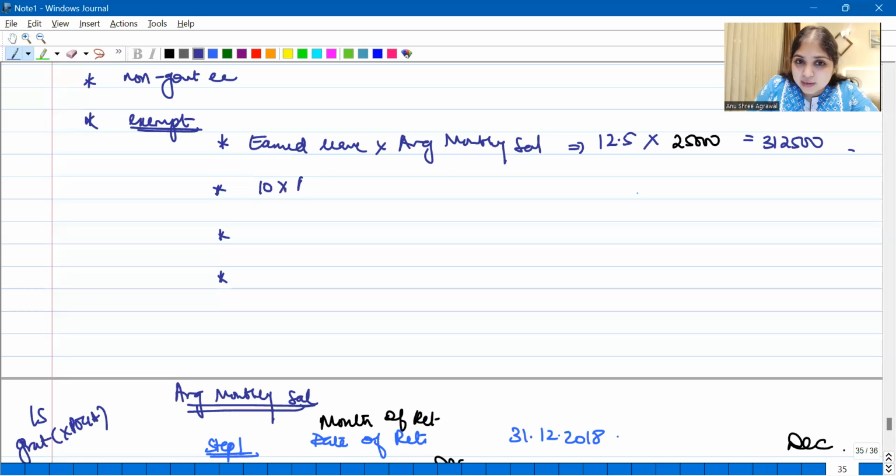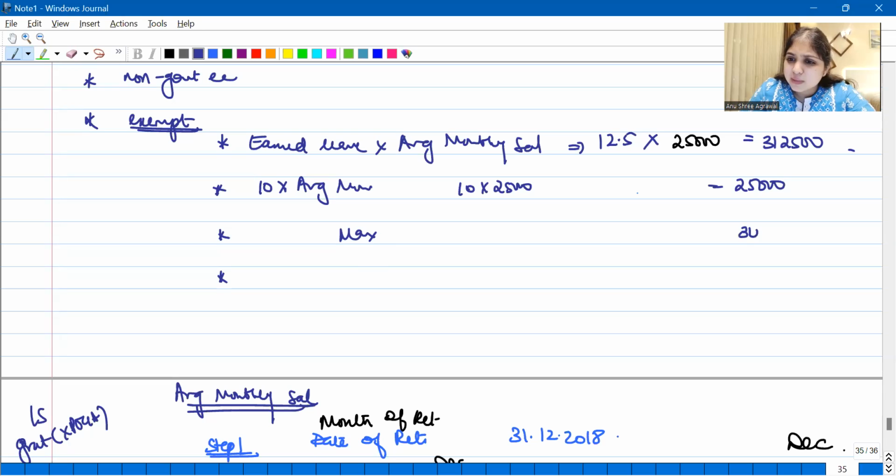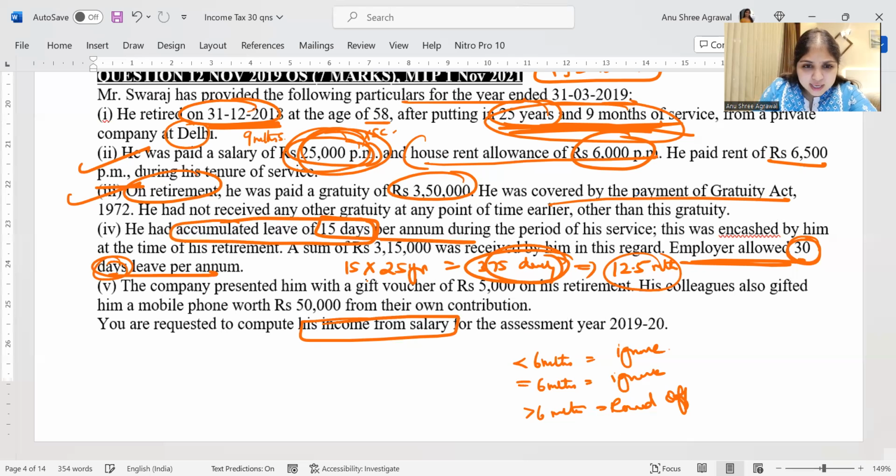Then balance is simple. 10 into average monthly salary will be what, guys? 10 into 25,000. This is going to be 2,50,000. Then tell me how much maximum exemption can you enjoy for leave salary in your entire lifetime? Maximum exemption is going to be 3 lakhs. And finally, tell me what's your actual number? How much leave salary did you actually receive? My assessee has actually received 3,15,000.